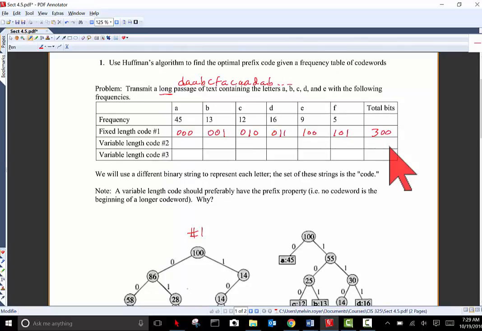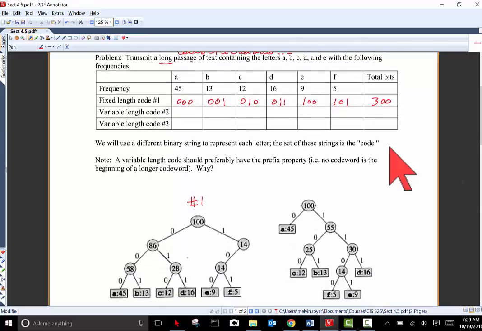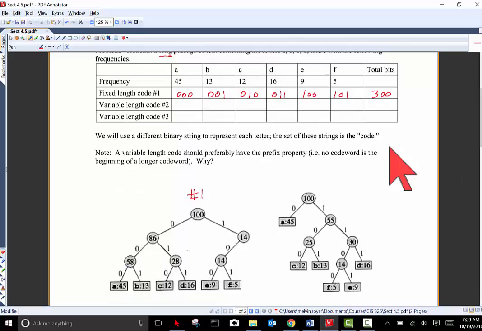Can we do better than that? Well, notice that we're not making use of the frequencies very well in terms of efficiency. A is being sent by far the most often, and yet it's using 3 bits each time. F is not sent very often, and still we're using 3 bits for that.